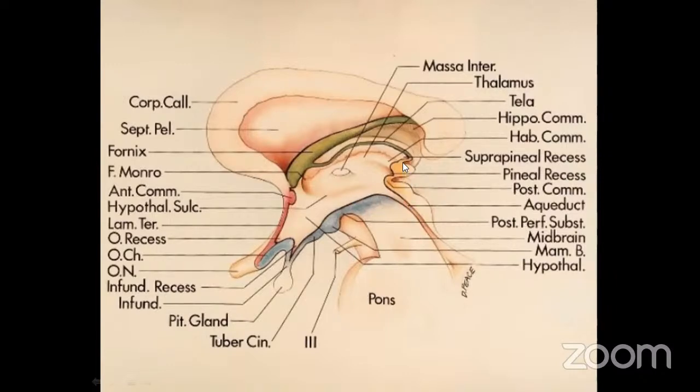If we talk about the posterior wall of the third ventricle, we have the pineal gland. In relationship to it, we have the suprapineal and pineal recesses. We have the posterior commissure within the posterior wall of the third ventricle. The thalamus and the hypothalamus form the lateral wall of the third ventricle, separated by the hypothalamic sulcus.